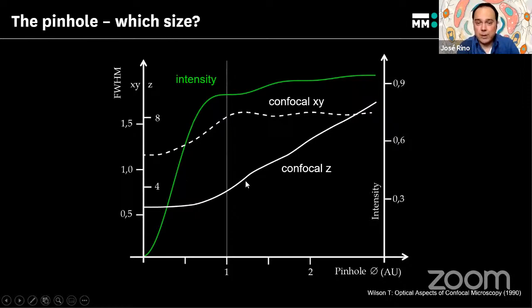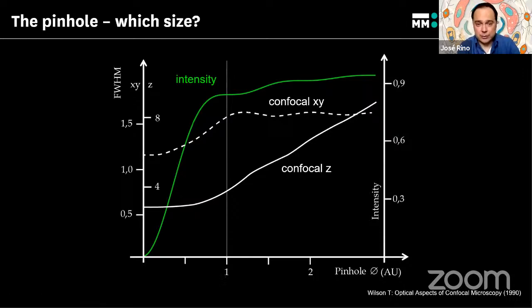Of course, if we open the pinhole, we don't get an increase in XY resolution. What we start to have is an increase in the optical slice thickness. So we start to lose resolution in Z. If we open the pinhole completely, we totally lose the optical sectioning ability of a confocal microscope. Hence, when you are doing confocal imaging, you aim for this 1 Airy unit opening of the pinhole.